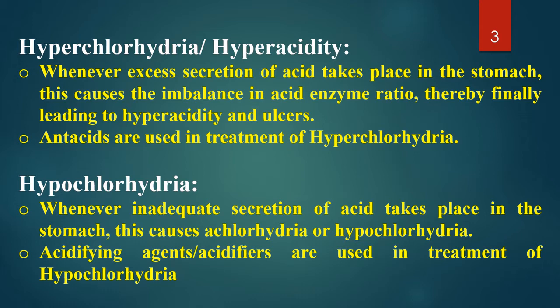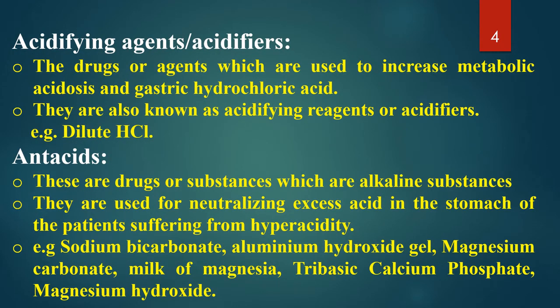Hypochlorhydria. Whenever inadequate secretion of acid takes place in the stomach, this causes achlorhydria or hypochlorhydria. Acidifying agents or acidifiers are primarily used in the treatment of hypochlorhydria. Acidifying agents or acidifiers are the drugs or agents which are used to increase metabolic acidosis and gastric hydrochloric acid secretion. They are also known as acidifying reagents or acidifiers. Example is dilute hydrochloric acid.